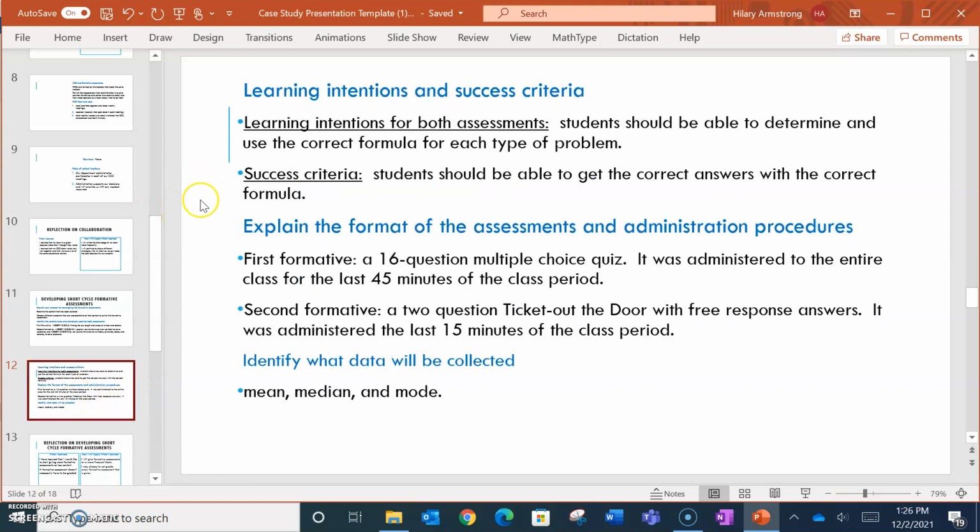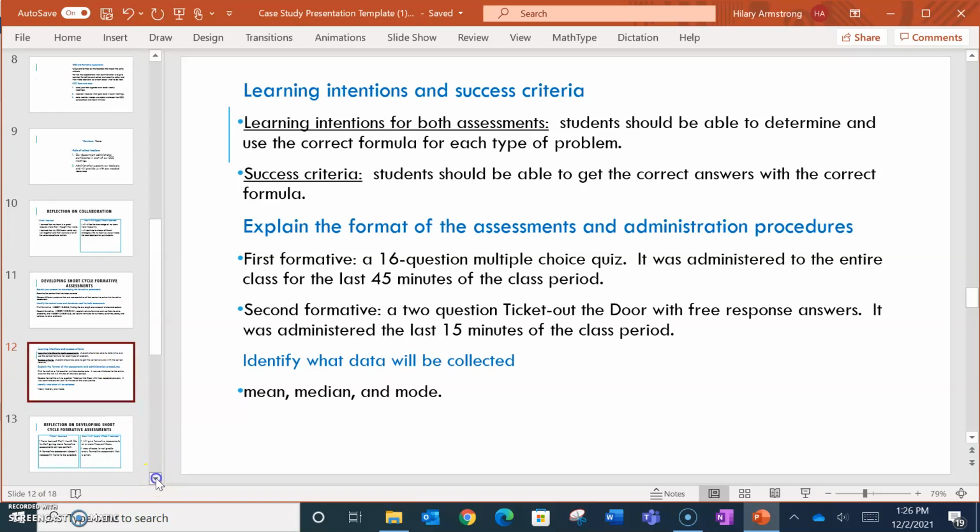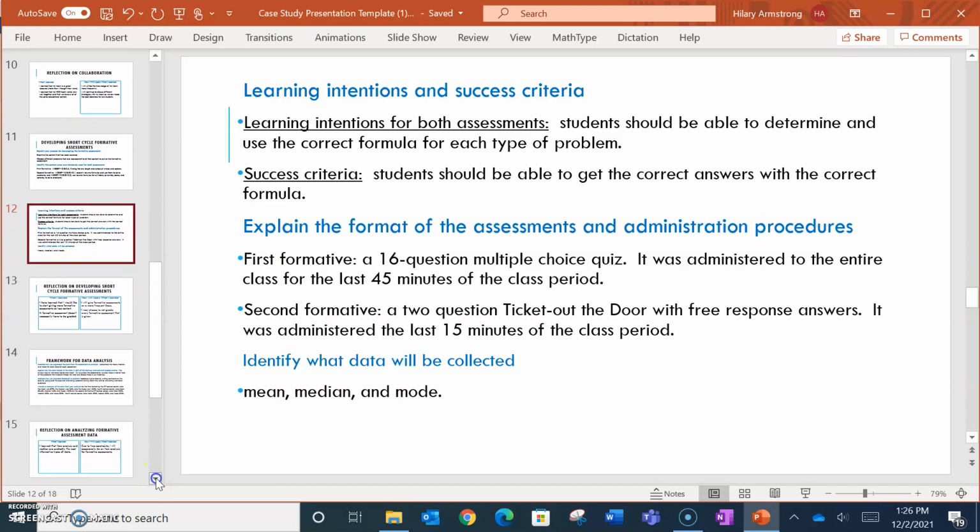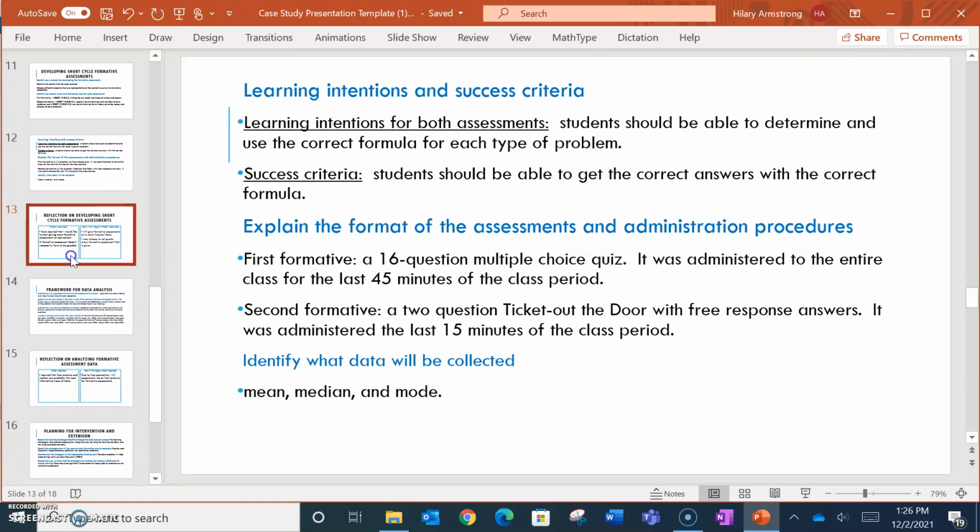The learning intentions were for students to choose the correct formula for each type of problem. And the success criteria would be students getting the answers correct, meaning they chose the right formula. The first assessment was a 16-question multiple choice quiz, and the second one was a 2-question ticket out the door. So the data that was collected on both of those was mean, median, and mode.